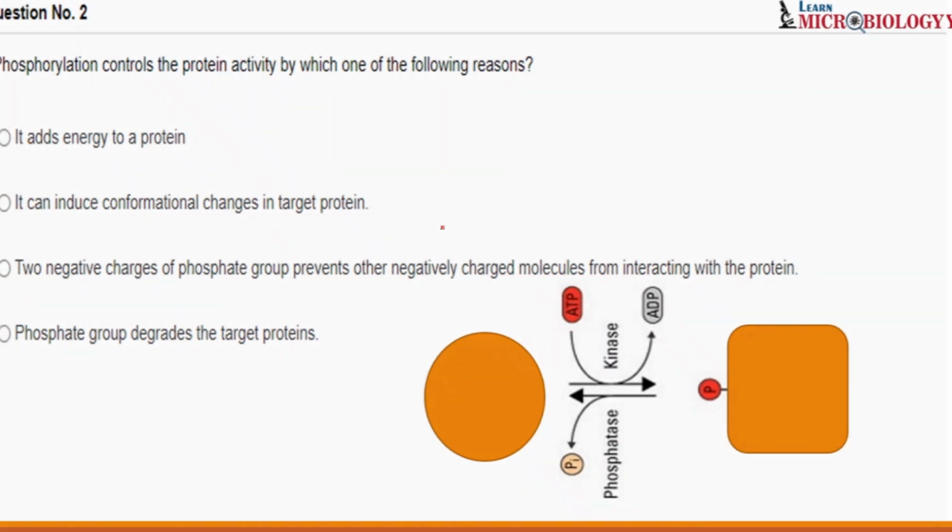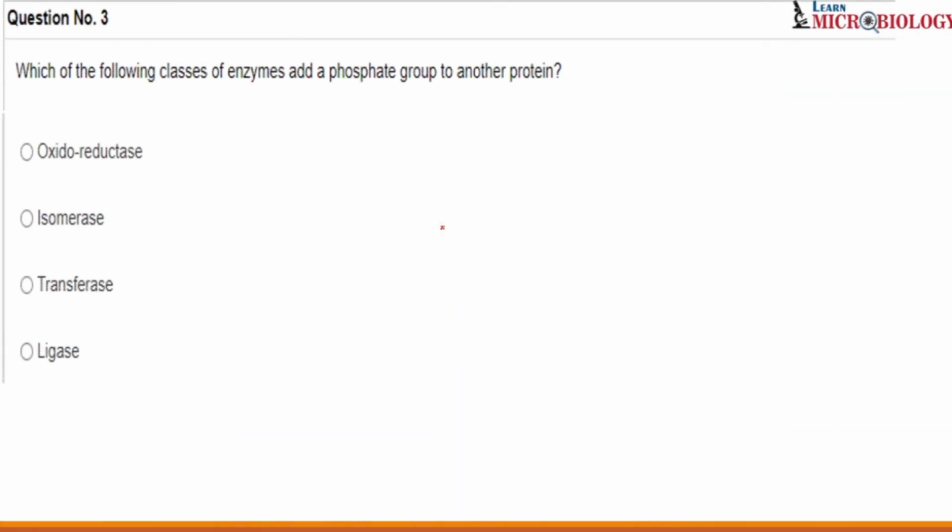Let's move to question number 3. Which of the following classes of enzyme adds a phosphate group to another protein? This is exactly similar to whatever we saw in the previous one. We saw in the previous slide that there was an enzyme called kinase which takes a phosphate group from ATP and transfers only the phosphate from this ATP to our protein. Correct? So now we have to tell what is the class of this enzyme. We saw it is the kinase enzyme which does the work.